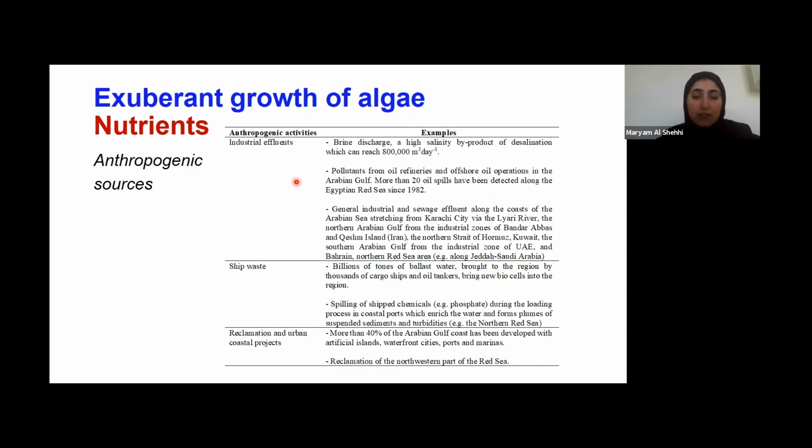There are also some general industrial and sewage effluents, and this can happen on the coast, or it can also happen in the rivers when they get discharged into the sea. In addition to that, another anthropogenic source of nutrients is ship waste. Ships can change water, and this is called ballast water when they dump it into the sea, and it can bring new biota into the region.